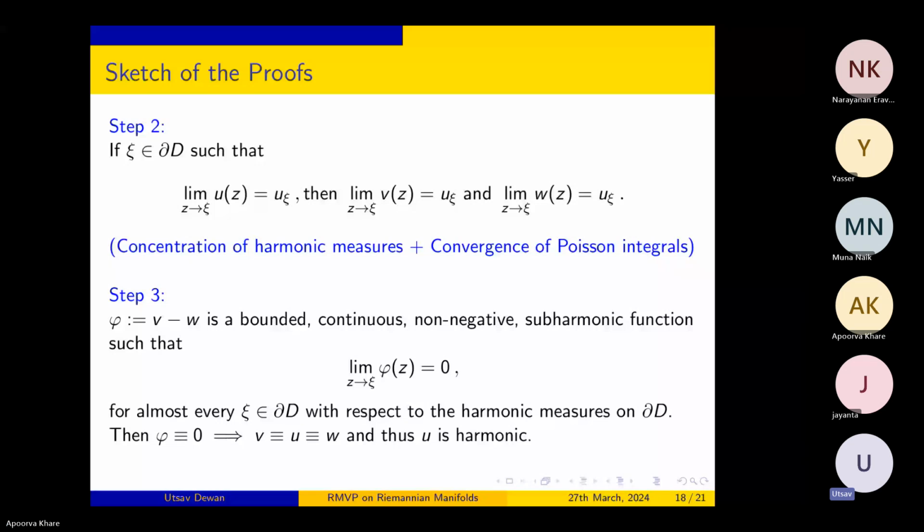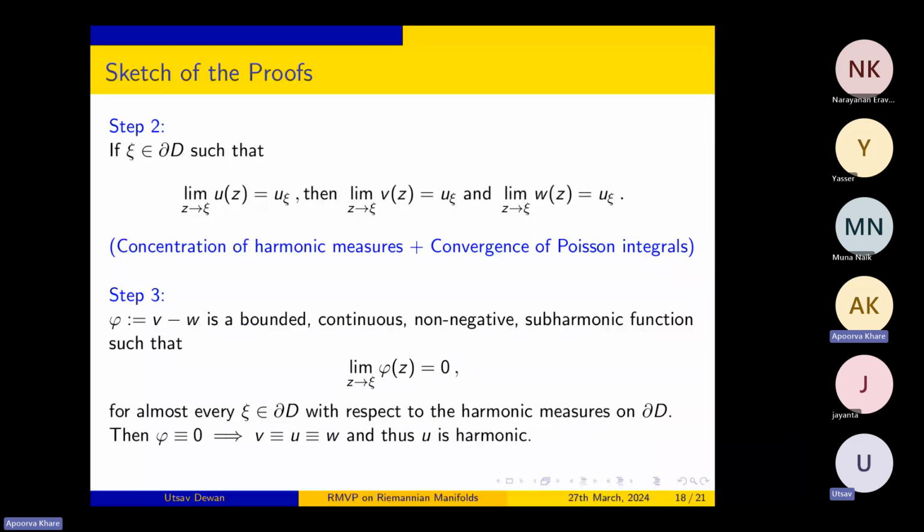Now the point is simple: if you start off with a good point xi on the boundary. Here I'm just saying boundary because in the case of a bounded domain, it's just the topological boundary, and in the case of negatively curved space, it's the Gromov boundary. Irrespective of that, when you have a good point on the boundary, that is, the limit as z goes to xi of Uz equals U of xi, then it's the same for V and W as well. So xi continues to be a good point of V as well as W: the limit as z goes to xi of Vz has the same boundary value U of xi, same for W. This follows from concentration of harmonic measures and the converse of Poisson integrals.